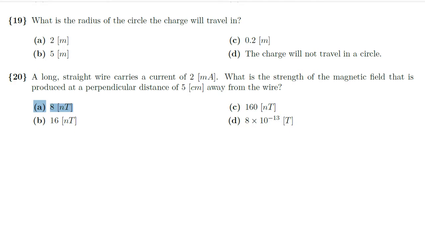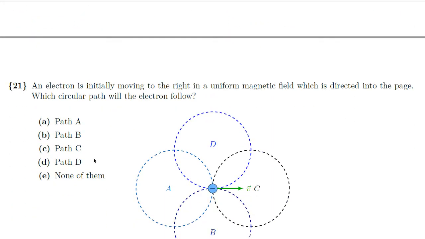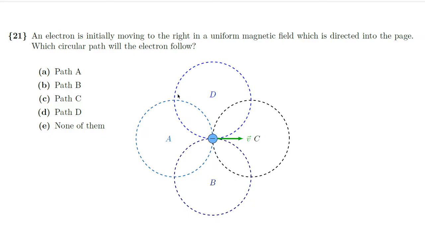And the last problem, and that will be a wrap for tonight. The last one is a conceptual problem that you should know. So 21 is: an electron is initially moving to the right in a uniform magnetic field which is directed into the page. Which circular path will the electron follow?